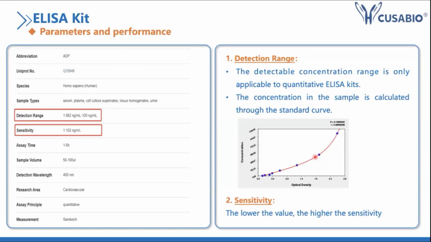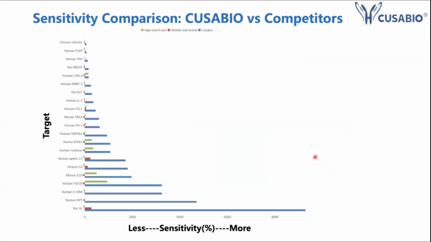Sensitivity is the lowest measurable value for the analyte, and is usually calculated based on the signal of the background and the inherent variability of the assay. People care about sensitivity because they want to know how low their sample concentration can be measured. So the lower the value, the higher the sensitivity.